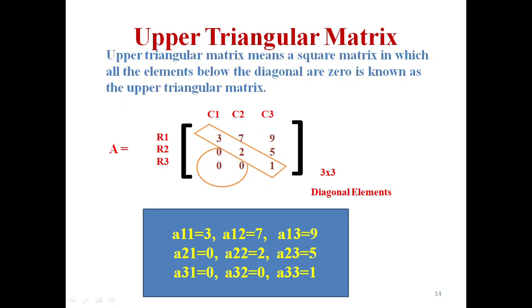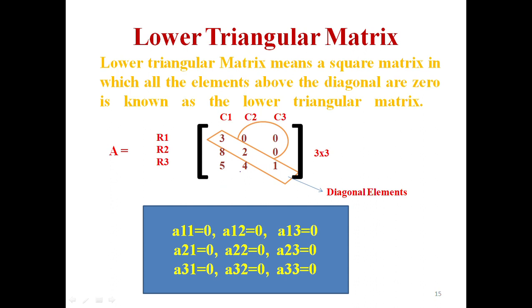Next is the upper triangular matrix. In an upper triangular matrix, the elements below the diagonal elements should be 0. That means A21's value, A31's value, and A32's value should always be 0 in an upper triangular matrix. And in a lower triangular matrix, the elements above the diagonal should be 0. That means A12's value, A13's value, and A23's value should be 0 in a lower triangular matrix.